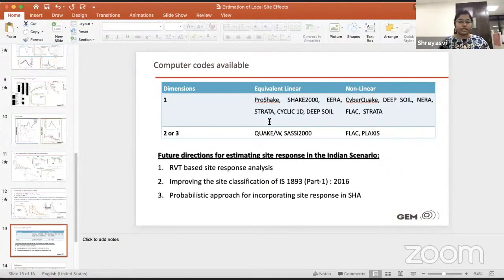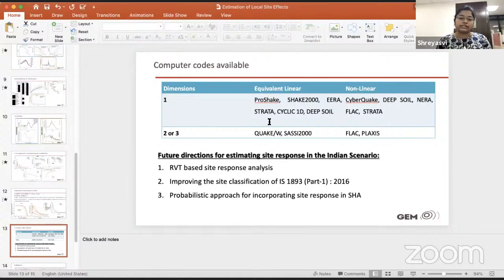So coming to the future directions for estimating the site response, like I said, sometimes we may not have sufficient input motions for conducting site response. In such cases, we can use an RVT base. This is something that has not been investigated in India so far. This method has certain drawbacks, but I think with certain corrections, this method has a lot of scope, at least within India.